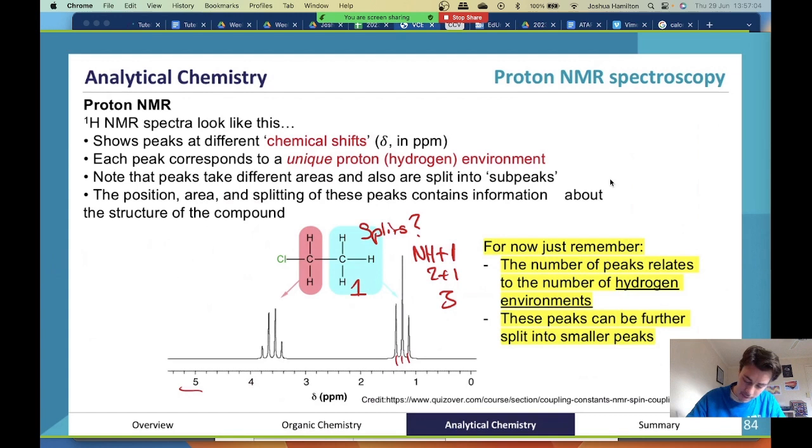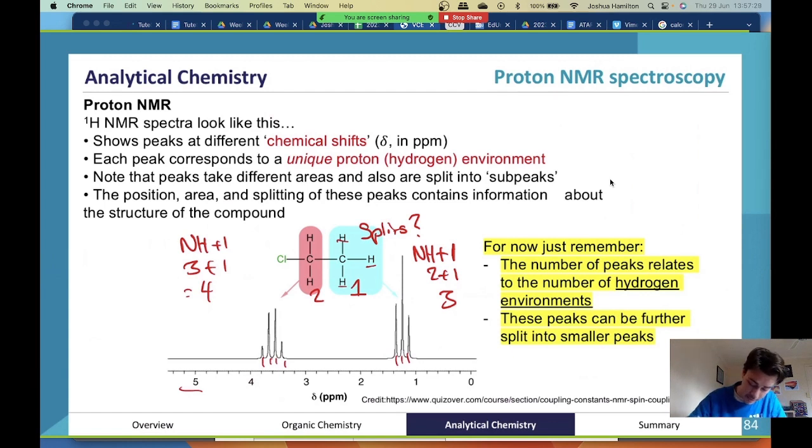Now, the other one over here, for our environment number 2, it's going to split by NH plus 1, so neighboring hydrogens plus 1. Neighboring hydrogens is 1, 2, 3, so it's going to be 3 plus 1, which is 4, and it's split into 4. So that's how that works there. So hydrogen does that, carbon does not do that, really important.